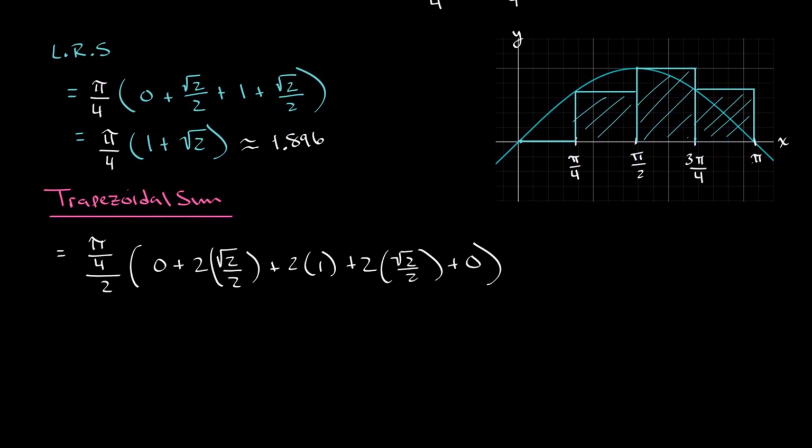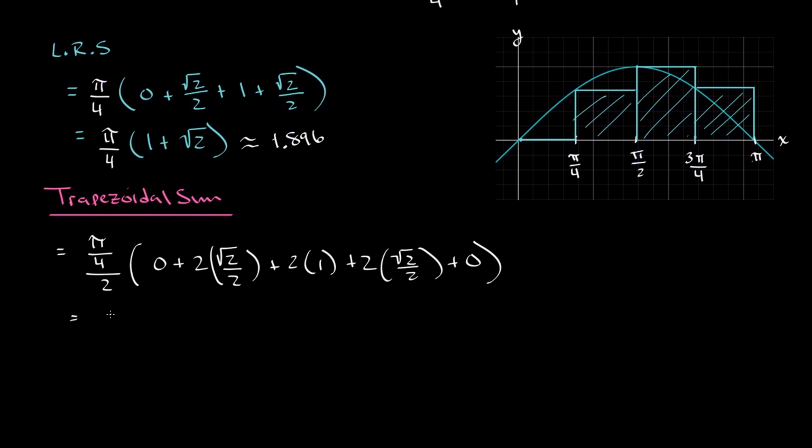So let's see what we get. We're going to have pi over 8, okay? And then in these parentheses here, these 2's are going to cancel. These 2's are going to cancel. So we're going to have 2 plus the square root of 2.